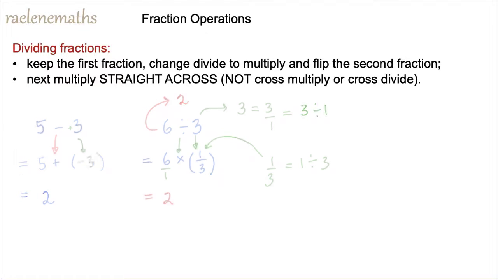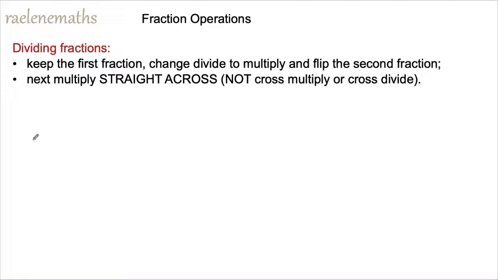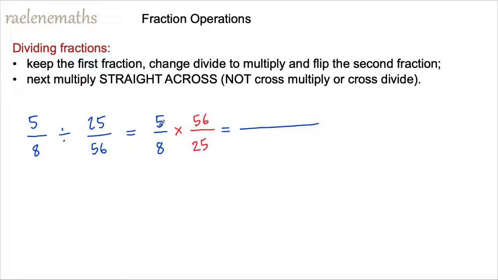So let's look at a slightly different question. Let's look at 5 over 8 divided by the fraction 25 over 56. And so just to convert it to multiplication first, we keep the first fraction, we change division to multiplication, and we flip the second fraction. We multiply by the reciprocal. Now it's the same step that we saw for multiplying fractions, and of course we don't head straight into multiplying 5 times 56 and 8 times 25 because we want to look for common factors.